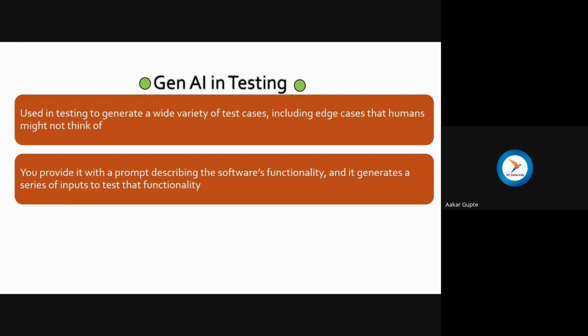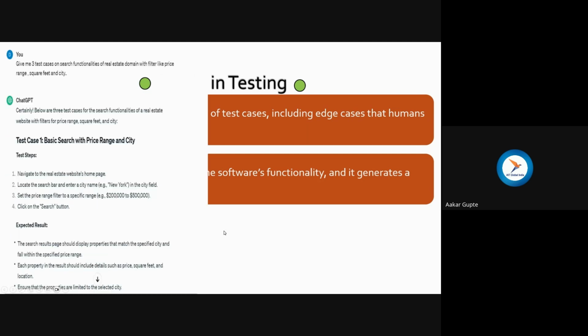Now let's focus on how it works. So this is the first prompt with me. What it says: give me three test cases on search functionalities for real estate domain with filter like price range, square feet, and city. Correct. Now, as you can see on your screen, there's a basic search with the price range and city having the test steps and expected results. That's kind of basic, right?